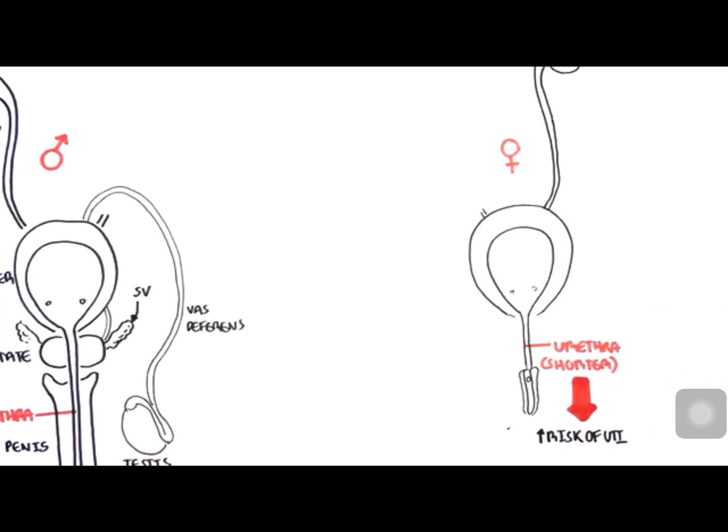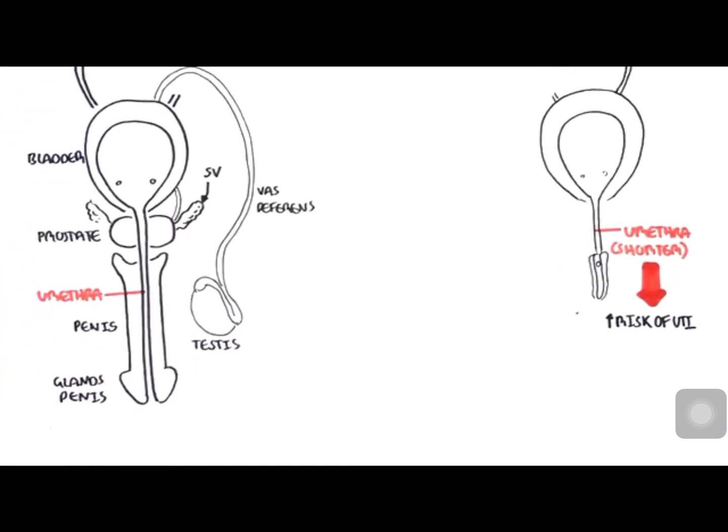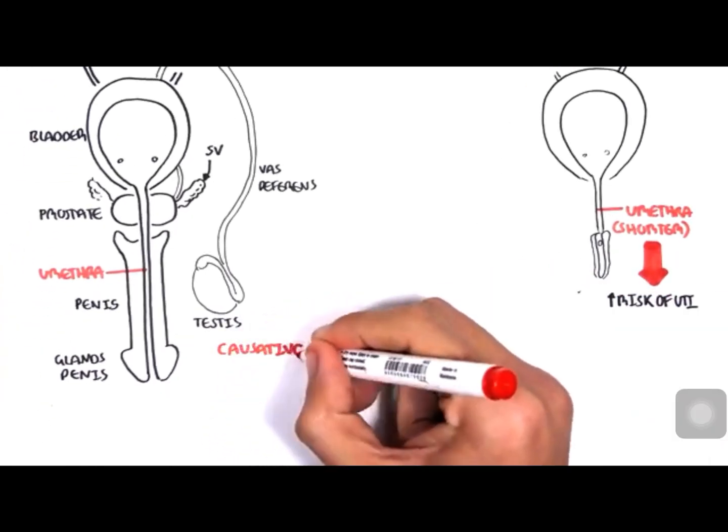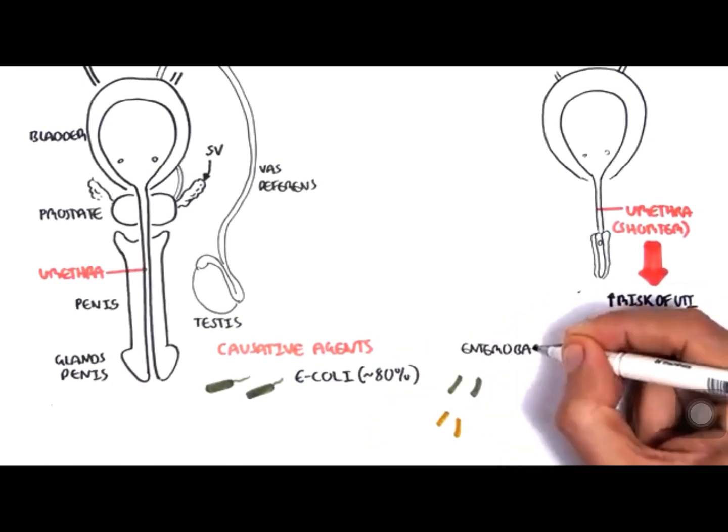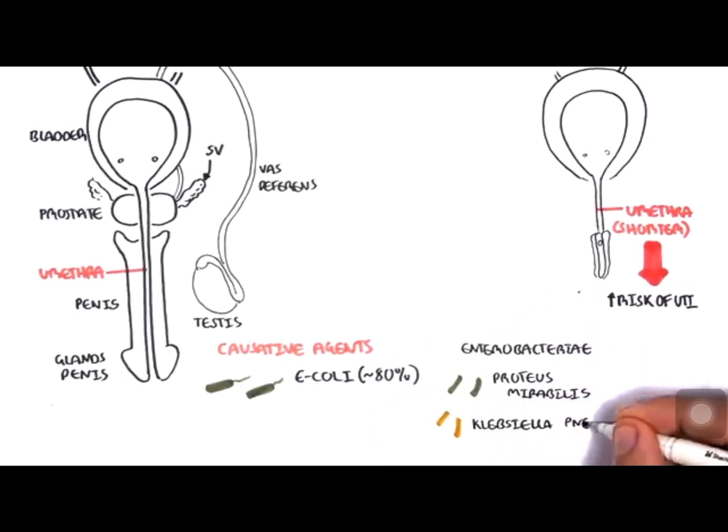A shorter urethra means that they are at increased risk of developing UTI. Causative agents of UTI are mainly E. coli in 90% of cases. Others include Enterobacteriaceae, Proteus mirabilis, and Klebsiella pneumoniae. They essentially enter the urethra and colonize the area or bladder because of a variety of reasons and risk factors, and eventually can cause a urinary tract infection, a UTI.